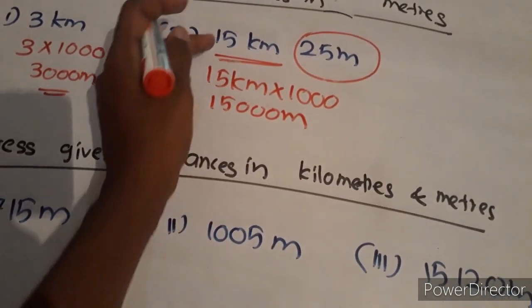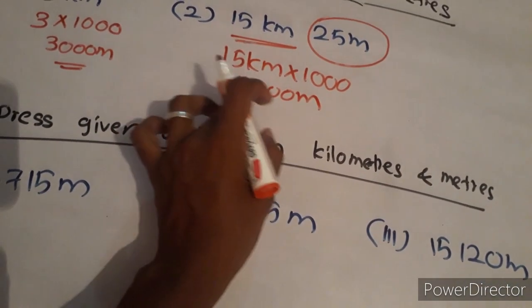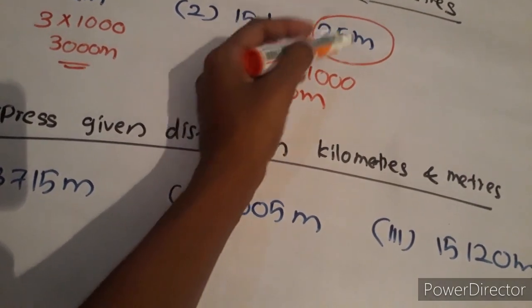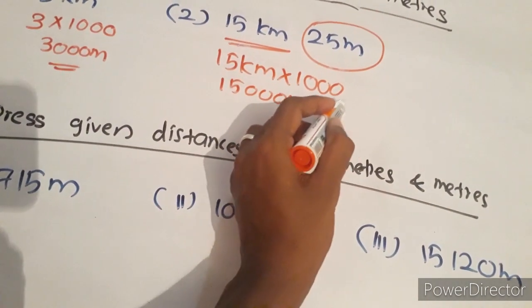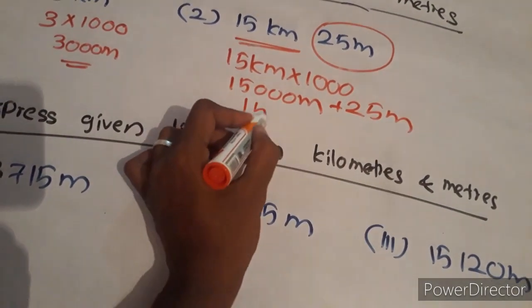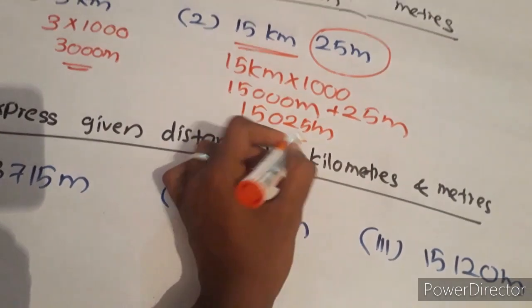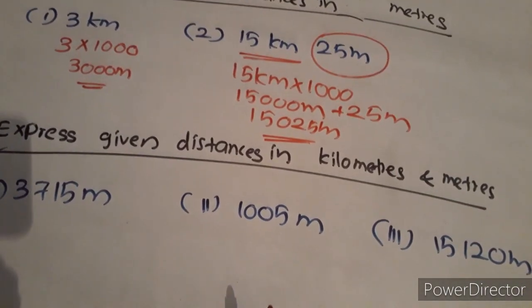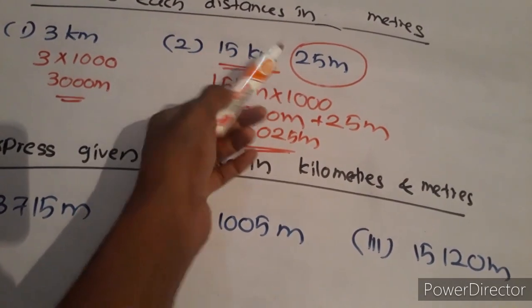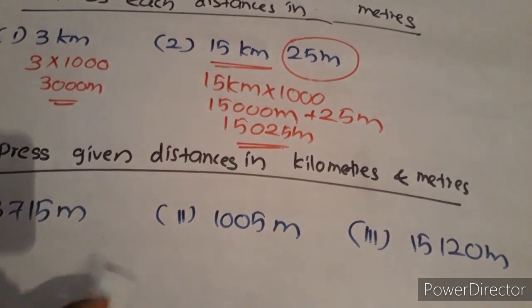Now we have converted 15 kilometers into meters. So it becomes 15,000 meters. This part is already in meters, so we have to add this part here. Then what is the answer? 15,025 meters. This is the answer. Understand? You have to practice those kinds of examples. You have to try. Okay.